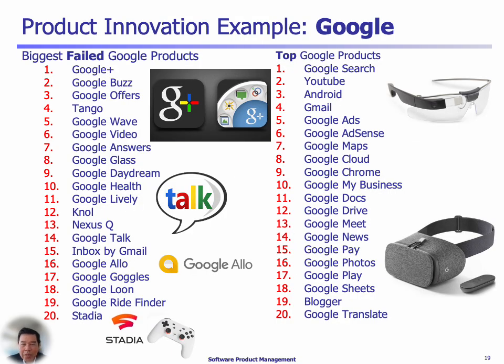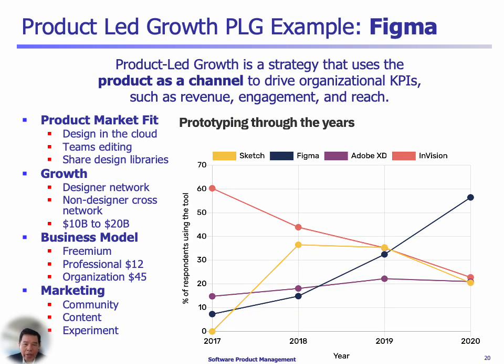So in a big company like Google, there are many products, and some products fail and some products succeed. So as an innovation in a product company such as Google, you will have to take risks, and you have to understand where the next trend is going to be and how to excel in those trends. Hopefully you can create a product that can lead by itself to grow. Figma is a good example of that.